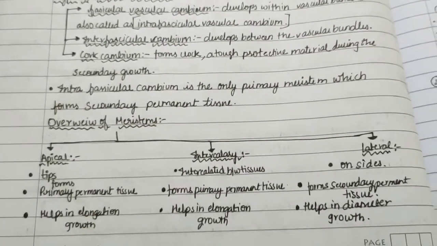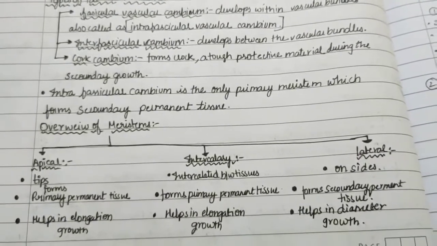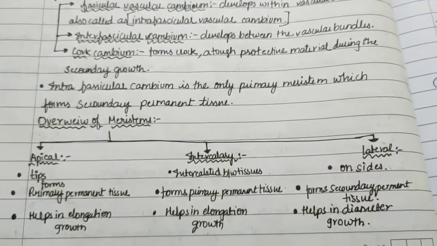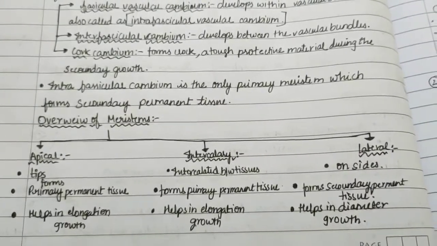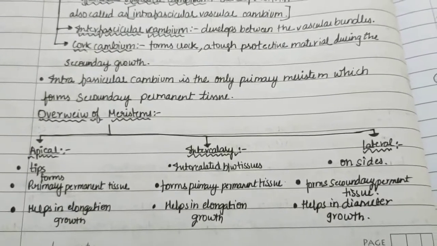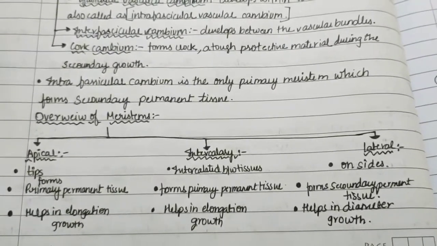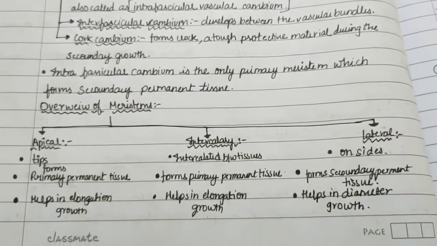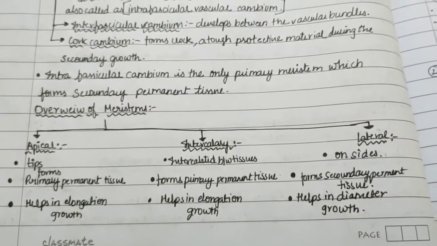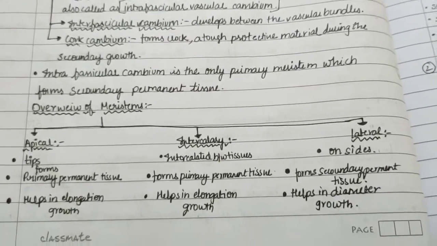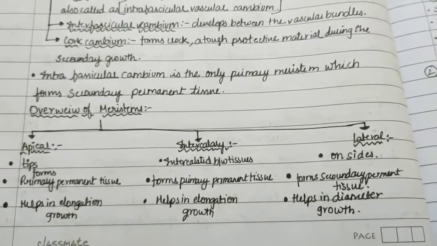Overview of meristems. First, apical, intercalary, and lateral. Apical is found at the tips of the plant, then intercalary is intercalated between the tissues, then lateral on the sides. The apical meristem forms primary permanent tissue. Intercalary also forms primary permanent tissue. Lateral forms secondary permanent tissue. Apical helps in elongation growth. Then intercalary also helps in elongation growth, whereas lateral helps in diametric growth.